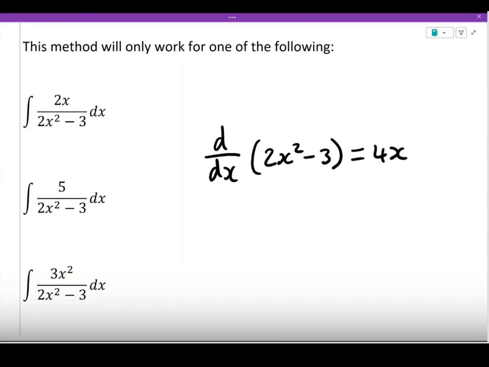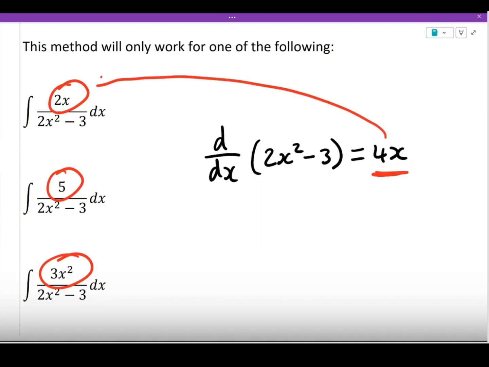And all we need to do is compare this 4x here with our 3 numerators and figure out which one is a numerical multiple of it. Well, it's going to be the one with the same power of x. Okay, so it's going to be this one up here. So this is the only one I can use the process for. But as you can see, all these fractions do look quite similar. Okay, so make sure you do this check. Don't just assume because it's a fraction with the denominator raised to the power of 1 that you can jump into this process. You do need to do the check.